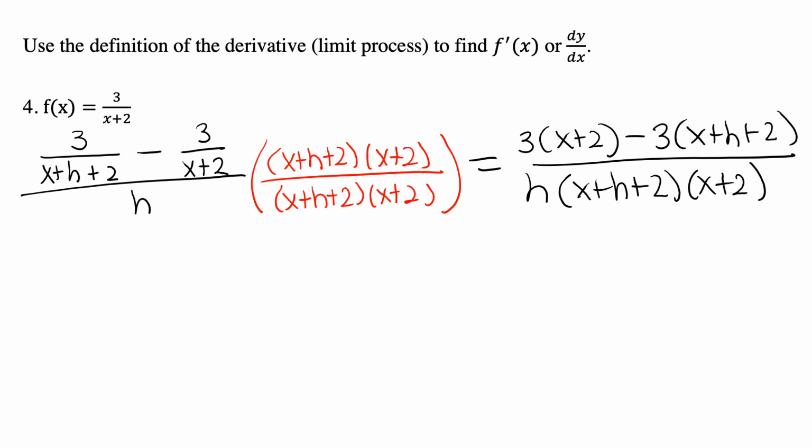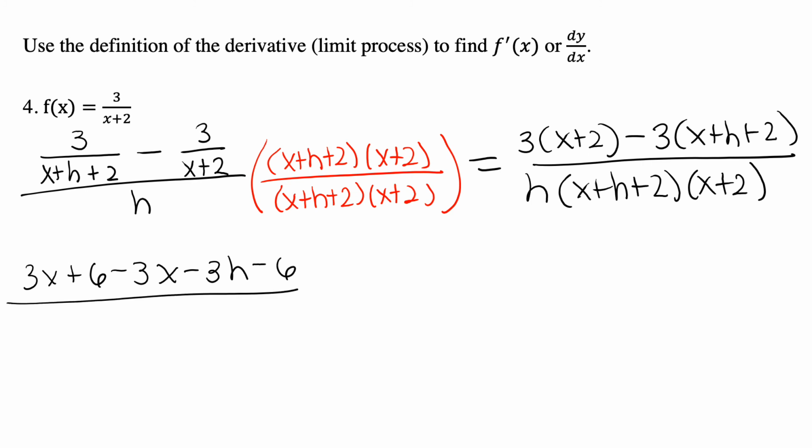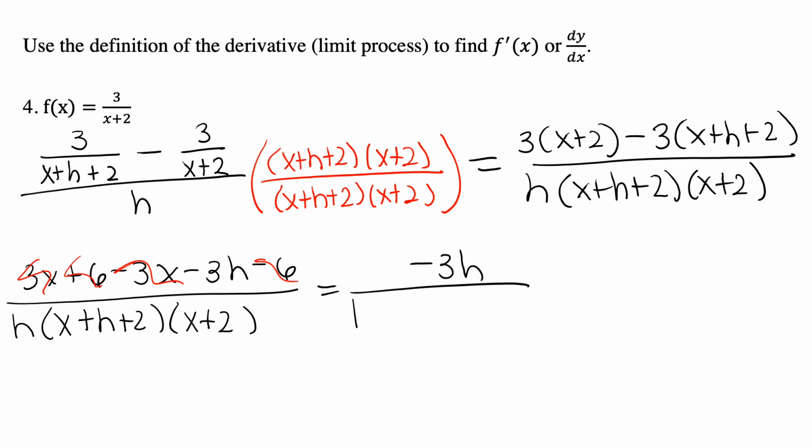From here, we want to distribute everything that we can. So we'll start by distributing our 3. So we have 3x plus 6. Now distributing a negative 3, we get minus 3x minus 3h minus 6. And this is all over, again, that denominator, h times x plus h plus 2 and x plus 2. Canceling anything that we can, 3x and negative 3x, positive 6 and negative 6. So we're left with negative 3h over denominator of h times x plus h plus 2 times x plus 2.